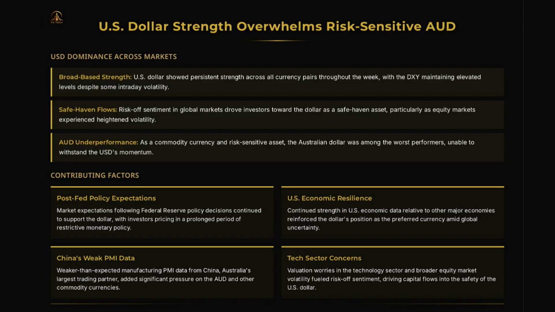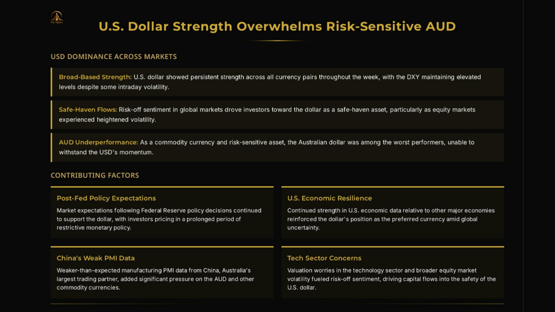The US dollar exhibited persistent strength across all currency pairs throughout the week, with the dollar index maintaining elevated levels despite some intraday volatility. This broad-based strength was driven by multiple factors working in concert. Post-Fed policy expectations continued to support the dollar, with markets pricing in a prolonged period of restrictive monetary policy. Safe haven flows intensified as risk-off sentiment dominated global markets, particularly amid heightened equity market volatility and tech sector valuation concerns. The Australian dollar, as a commodity currency and risk-sensitive asset, was among the worst performers during this period.